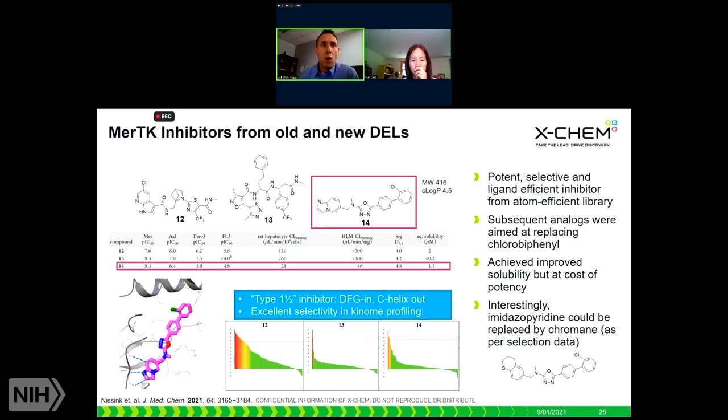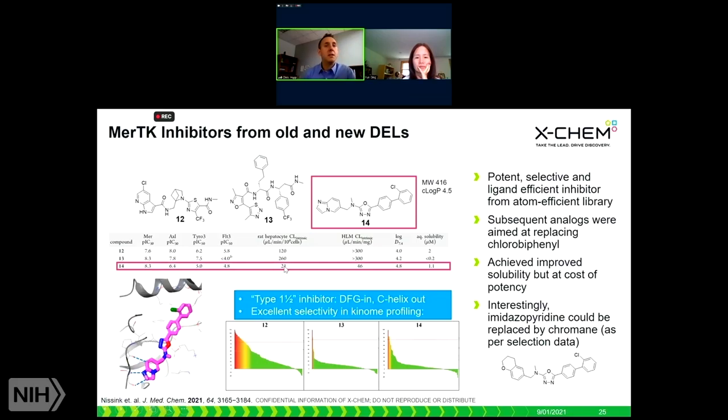They did a number of analoguing on this compound. They found they can replace the biphenyl group on the right-hand side. They saw some improvements in solubility and potency. Sometimes they had some difficulties in balancing those two. But overall, what you can see for this hit, compound 14, it's potent, it's selective, and the clearance is quite low.